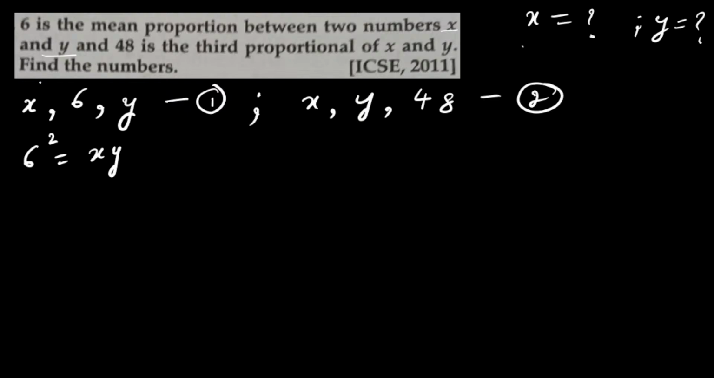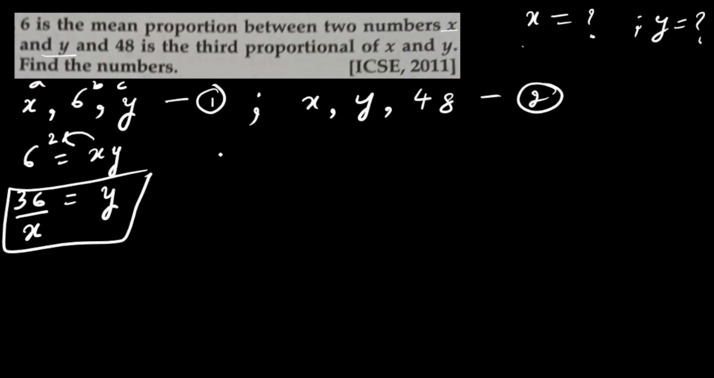This formula, see, this is A, this is B, this is C. So the formula is B square is equals to AC. So 6 square is equals to xy. So we can find any variable's value. Let's find the value of variable y. Now let's shift x to this side. If I shift x to this side, it will get divided. So y's value I have got here is 36 by x.